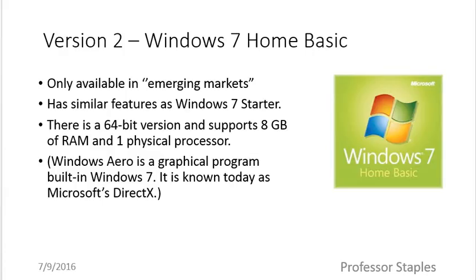Now, in the title slide, I mentioned what Windows Aero is. Windows Aero is a graphical program built into some versions of Windows 7, only Windows 7 Home Premium or later. It's not built into Windows 7 Starter or Home Basic. It is probably known now as Microsoft's DirectX program in Windows 10 and Windows 8.1.